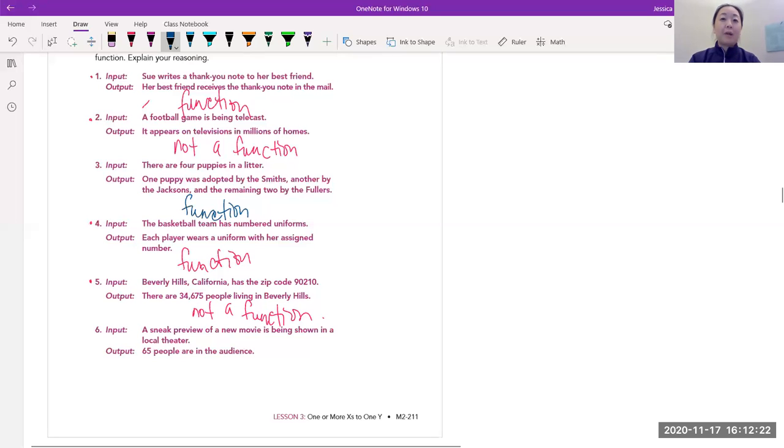All right, so one zip code, how many people? 34,675 people, right? Live in Beverly Hills. I didn't live in Beverly Hills. I lived next to Beverly Hills, called Westwood, back when I used to go to UCLA. But definitely this is not a function, right? Because one zip code, many people, right?